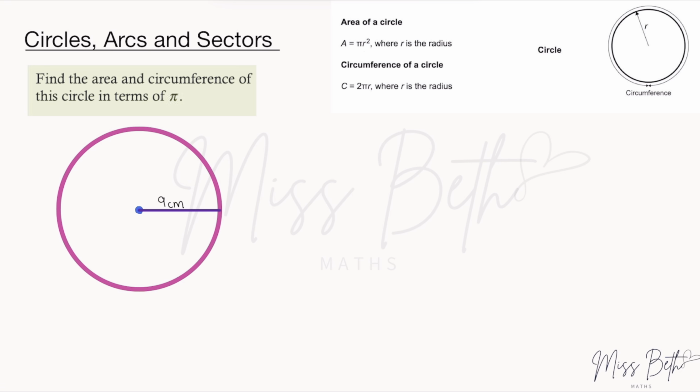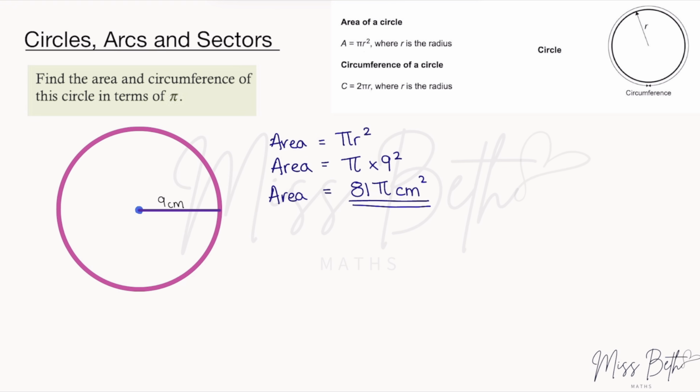So the first thing I'm going to do is the area. So I'm using the formula area equals pi r squared. Now r is the radius. So for this particular circle, the area is equal to pi multiplied by 9 squared. Okay, so my area is going to be equal to 81 pi. Okay, remember your units. We're talking about centimeters. And if it's area, it's going to be centimeters squared.